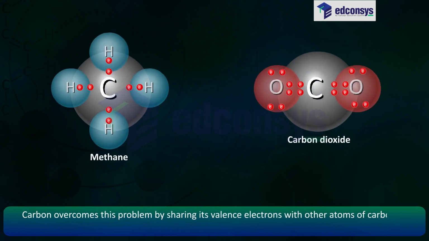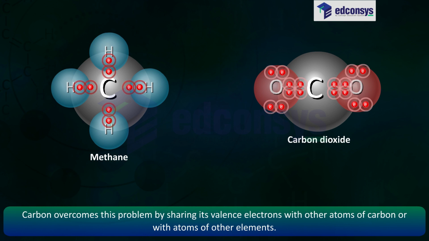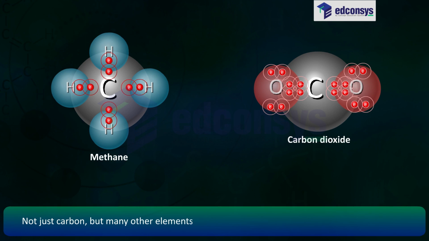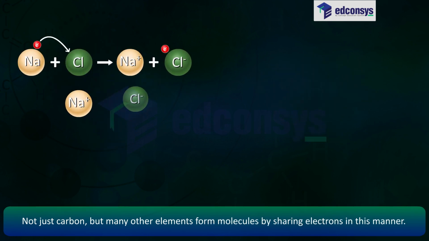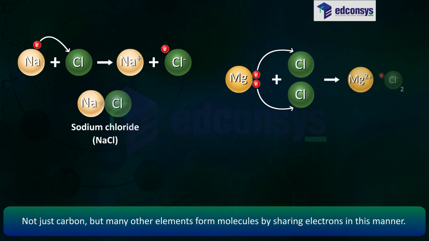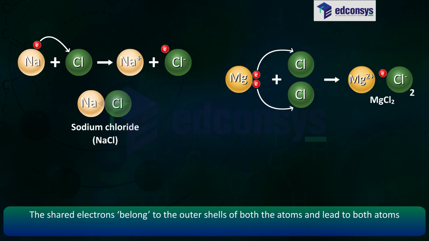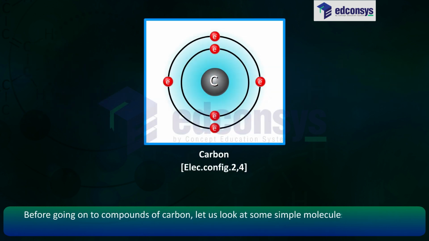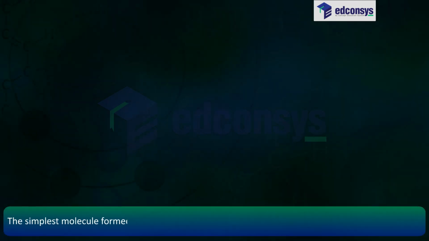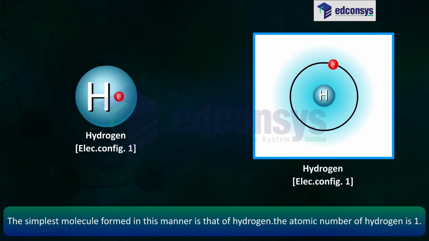Carbon overcomes this problem by sharing its valence electrons with other atoms of carbon or with atoms of other elements. Not just carbon, but many other elements form molecules by sharing electrons in this manner. The shared electrons belong to the outer shells of both the atoms and lead to both atoms attaining the noble gas configuration. Before going to compounds of carbon, let us look at some simple molecules formed by the sharing of valence electrons. The simplest molecule formed in this manner is that of hydrogen.